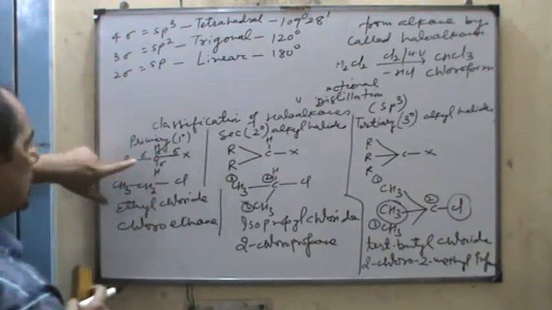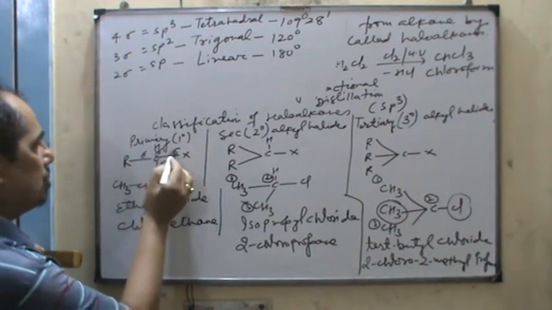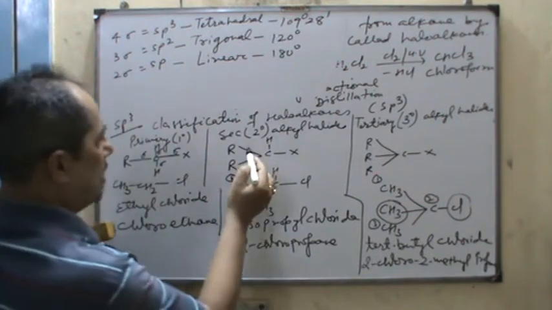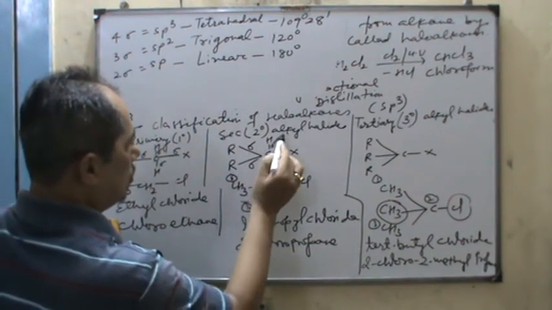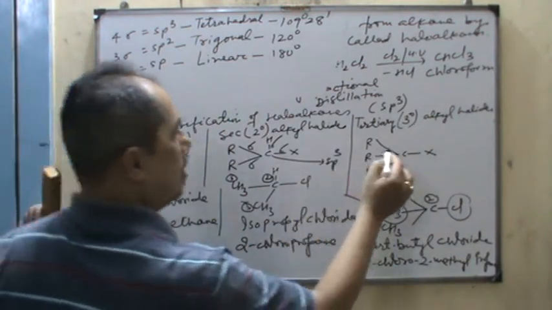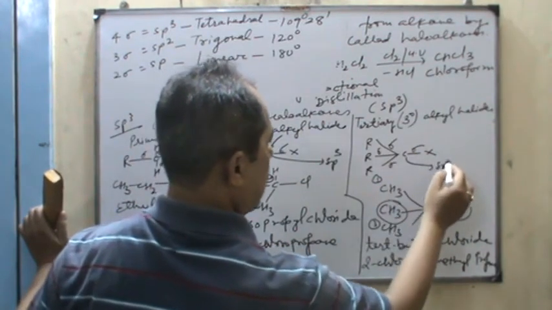So how many sigma in primary halide? 1 sigma, 2 sigma, 3 sigma and 4 sigma. So what is your answer? sp3. Here 1 sigma, 2 sigma, 3 sigma and 4 sigma. Again sp3, 1 sigma, 2 sigma, 3 sigma and 4 sigma, sp3.